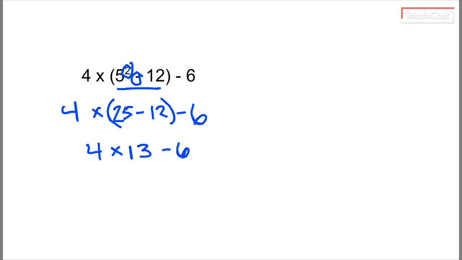Next, we have multiplication. So 4 times 13, that gives us 52. And we rewrite everything else. 52 minus 6 gives us 46.